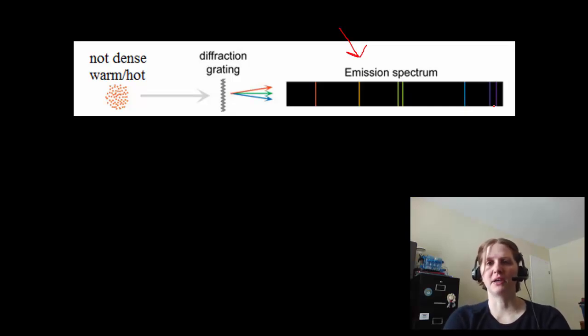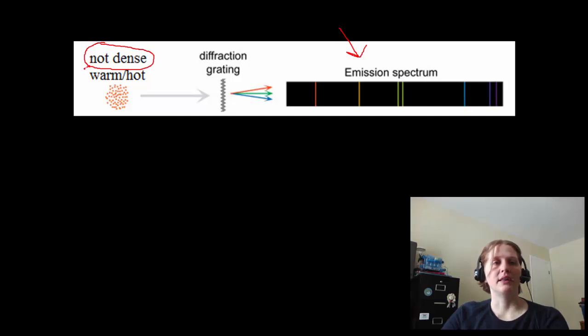And you get an emission spectra when you are looking at something out in space, such as a cloud of gas that is not dense, or a nebula. Not dense, so you might be able to see through it.